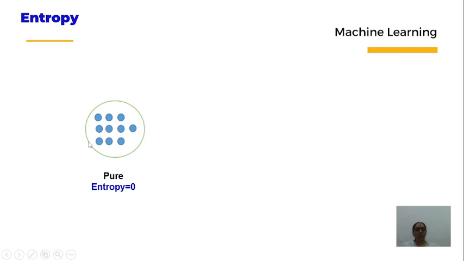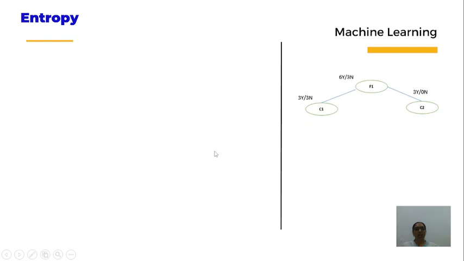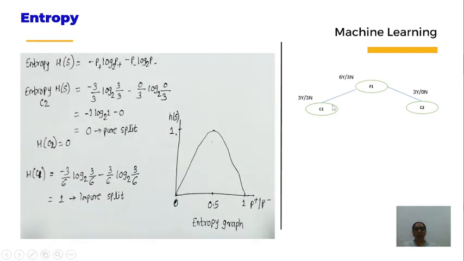When the node is pure or the data set is pure, we get an entropy value of 0. And if the collection is evenly split, we get an entropy of 1 because it is an impure split. Now we will understand how to calculate entropy values with the help of the formula. Consider this is my data set containing F1, C1, C2 features. For F1 we have 6 yes and 3 no values. For C1, 3 yes and 3 no values, and for C2, 3 yes and 0 no values.